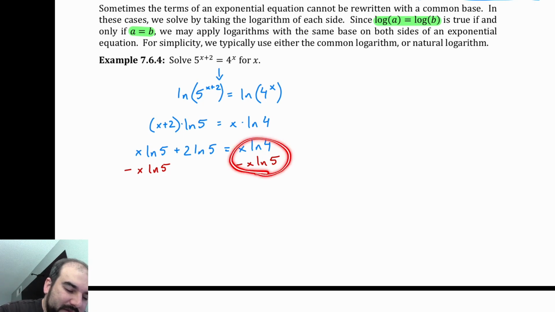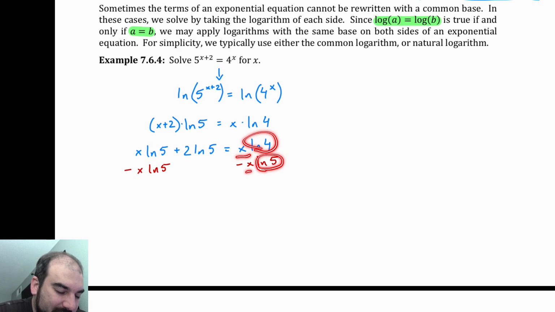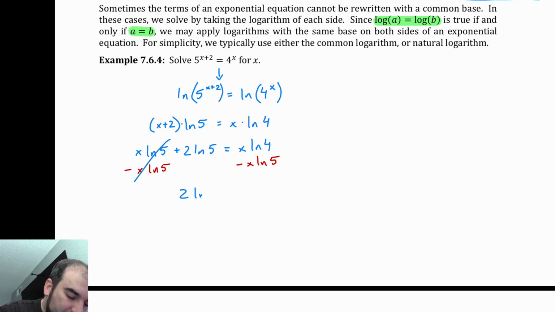This is kind of like doing 3x minus 2x, right? We have a number times x minus a number times x. We can essentially factor this x out and rewrite it in a way that it's a number times a number minus a number times x. So these go away on the left side. We get 2 ln of 5. I'll just rewrite this x natural log of 5 because you can't combine them right away.